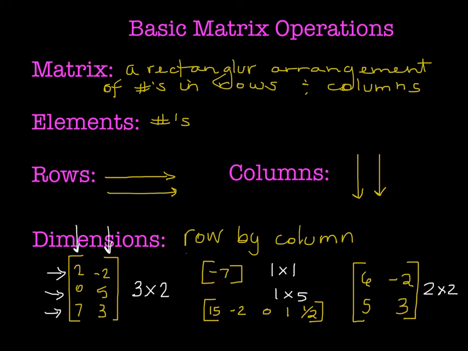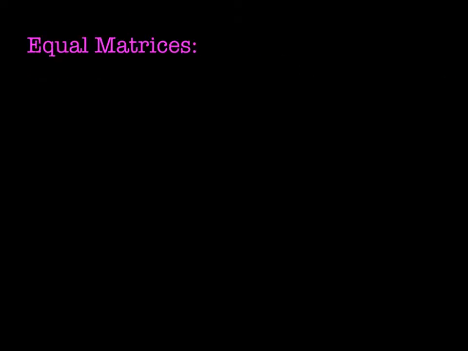So this guy right here has 1 row, 1 column, 1 by 1. 1 row, 5 columns, 1 by 5. 2 rows, 2 columns, 2 by 2. Matrices are equal if they have the same dimensions and the same elements.